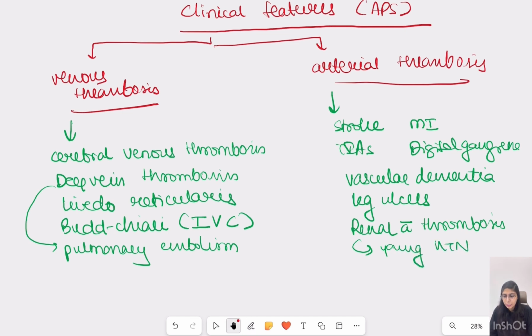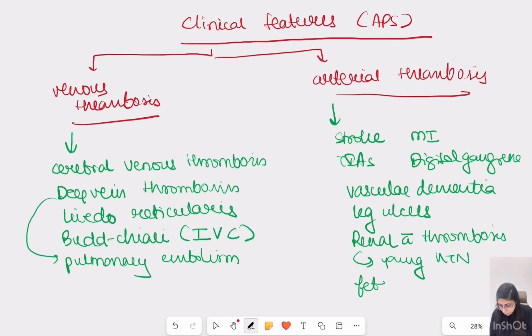So a patient of young hypertension, please also test for the antiphospholipid antibodies, right? There can be fetal loss because of uterine artery involvement. There can be autoimmune hemolytic anemia. So these are the features of arterial thrombosis. So please try to remember the clinical features of APS and divide the features into venous thrombosis.